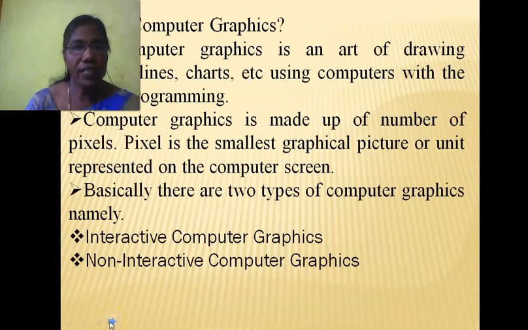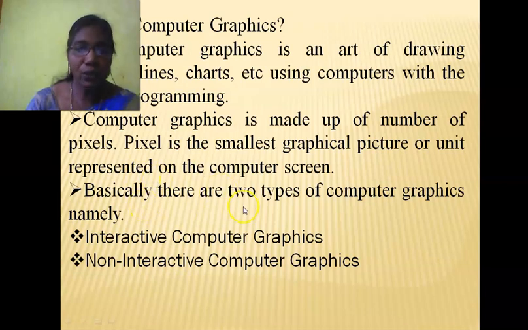First, what is computer graphics? Computer graphics is an art of drawing pictures, lines, charts, etc. using computers with the help of programming. Computer graphics is made up of a number of pixels. A pixel is the smallest graphical picture or unit represented on the computer screen.